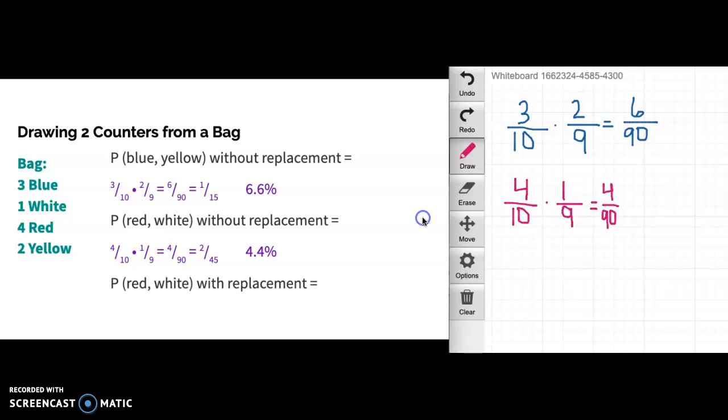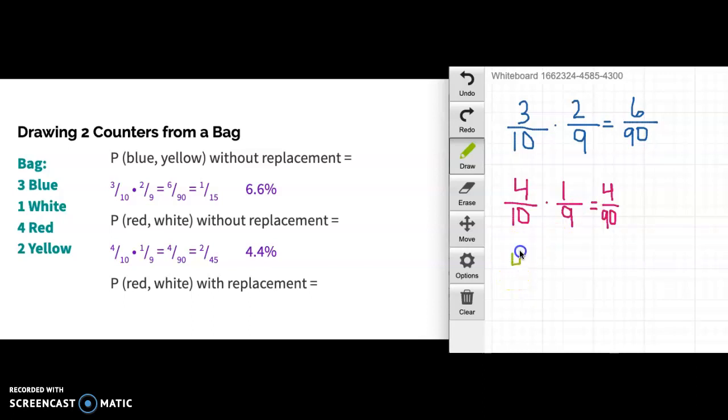Okay, this next example, we want to know the probability of red and then white with replacement. So that's an independent event because we are going to draw a counter, see what color it is, and then put it back in the bag. That means we are replacing it before we draw the second one. Okay, so again, I'm going to switch my color. Let's do green. Red, we are getting a red.